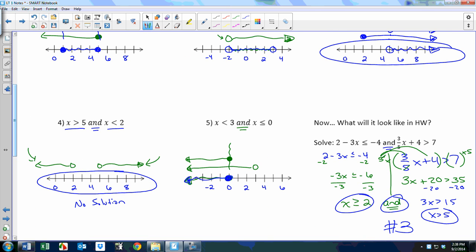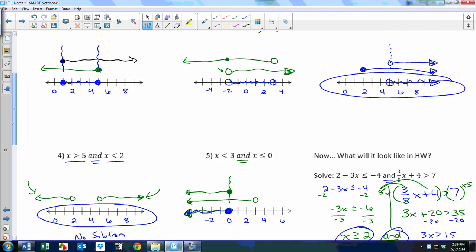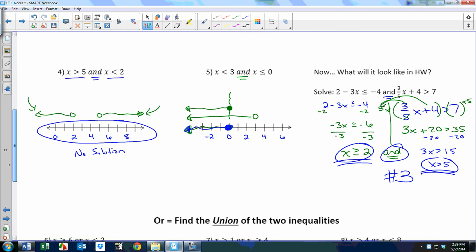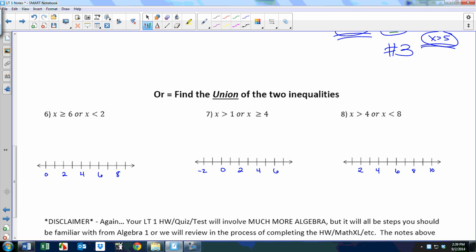All right, so you'll have to do a little bit of Algebra 1 to solve for those, x is greater than or equal to 2 and x is greater than 5, but then use the Algebra 2 to combine them on the number line. All right, numbers 6, 7, and 8 deal with union, or deal with the word or. First, we'll do our scratch work.